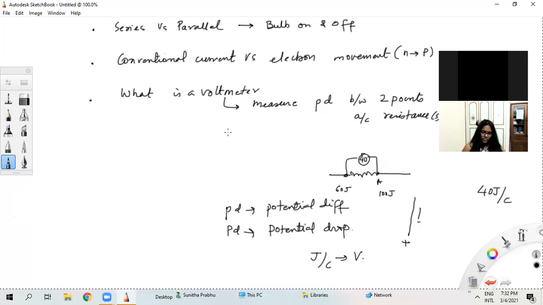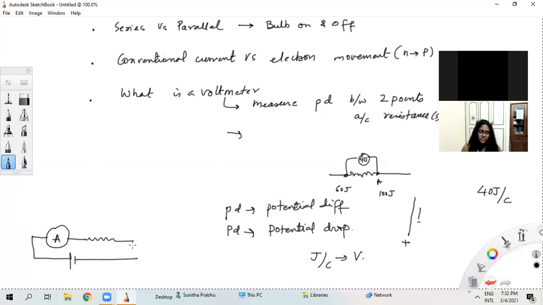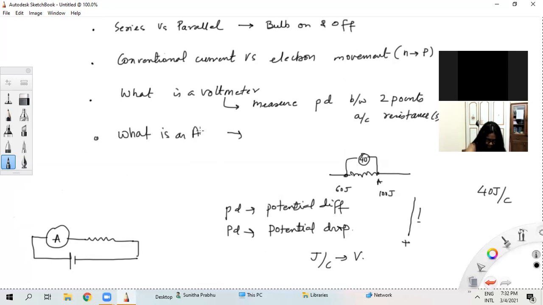One other thing you should mention is how to connect the instruments. Supposing you have an ammeter, we say an ammeter is always connected in series to the circuit. What is an ammeter used for? It is used for measuring the current. Let us put that also. What is an ammeter? It is used to measure the current. It's just like a water flow meter, you can say.